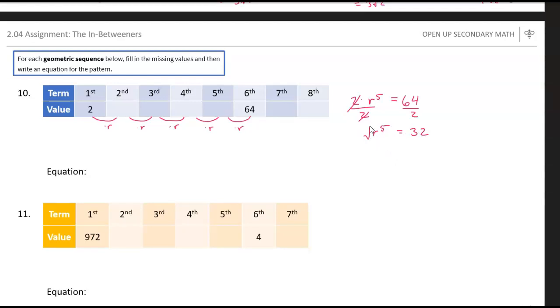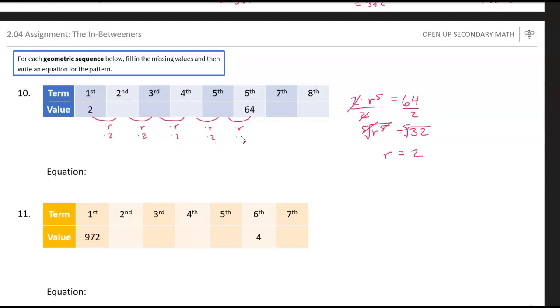We're going to need to 5th root both sides now. 5th root that, 5th root that. The 5th root and the 5th will cancel. And we get R equals, let's see, we'll put that in my calculator. 5th root of 32 is going to be 2. R equals 2. So that is our common ratio every time here, multiply by 2.